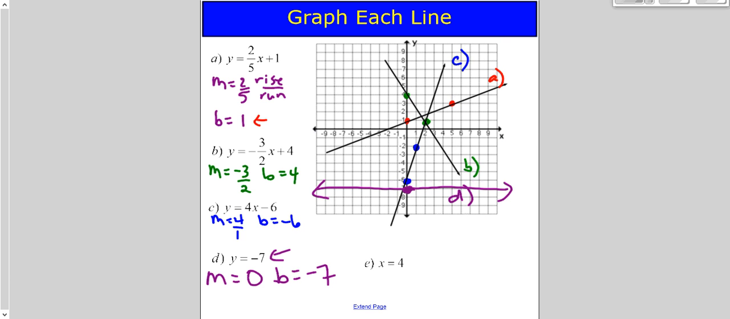And then the last one is E. Oh, this one's even weirder. So this is x equals 4. X equals 4. Now that looks very strange, I will also admit. Yes, definitely, because it's not in our y equals mx plus b. So when you get an x equals, there's no y there.